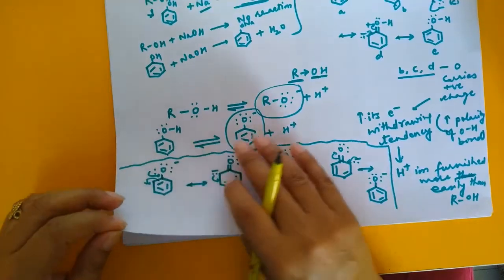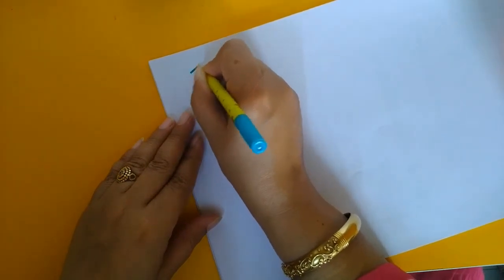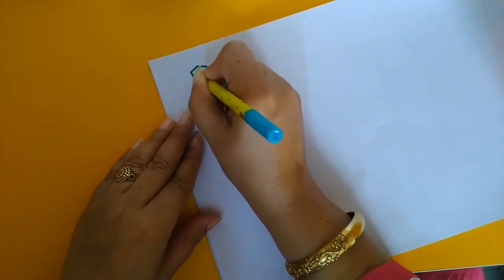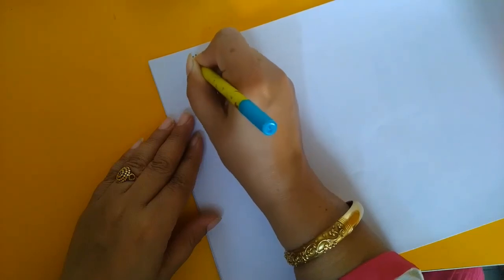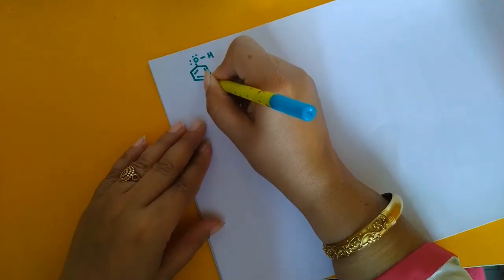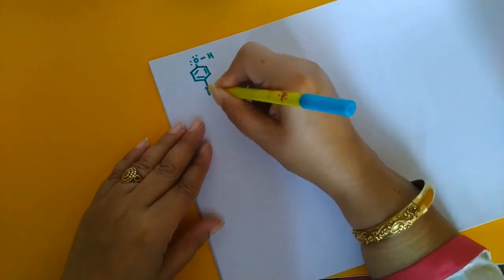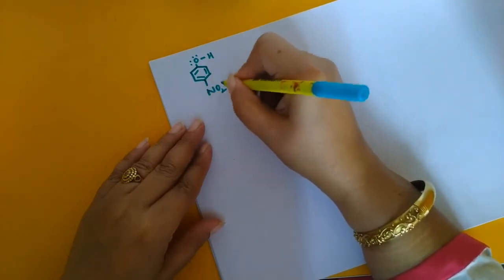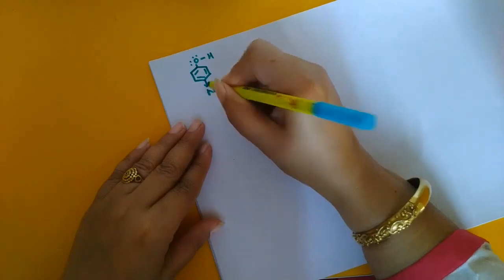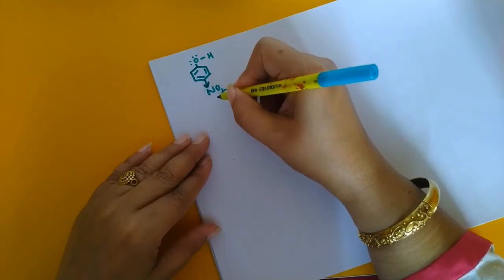Now the next thing is, what is the effect of substituents on the acidic strength of phenol? Let's discuss it. Say for example, this is phenol, having an electron withdrawing group. Say the electron withdrawing group, that is the nitro group, NO2, is present here. What is the nature of the nitro group? It is electron withdrawing. So this will withdraw electrons towards itself. It will have a minus I effect. So it will withdraw electrons towards itself.